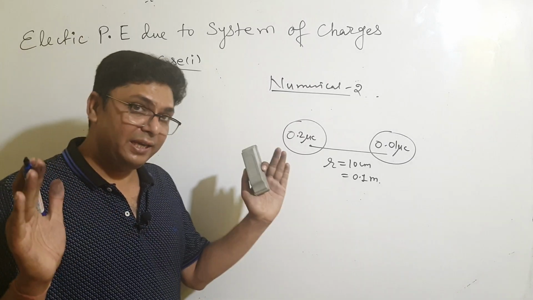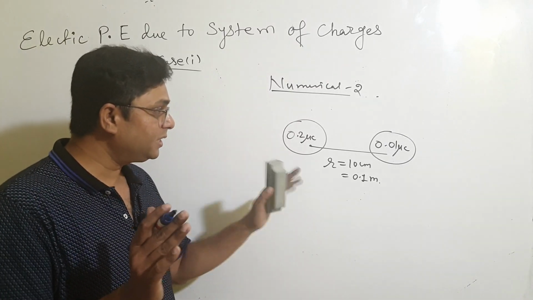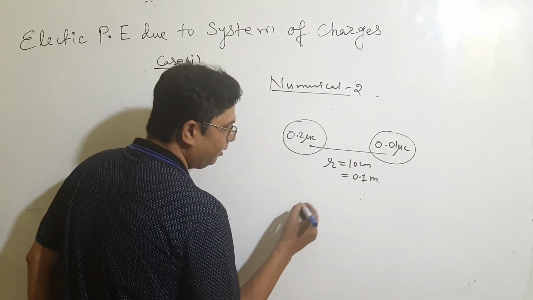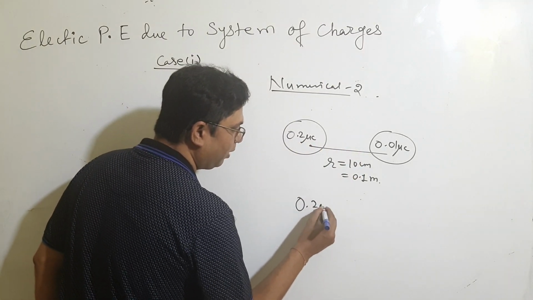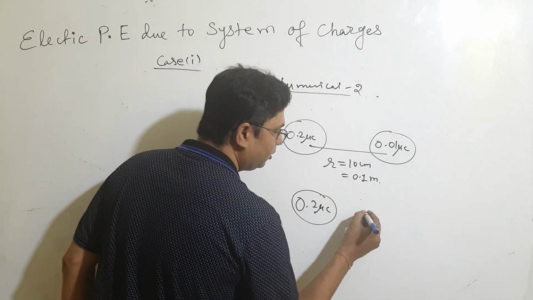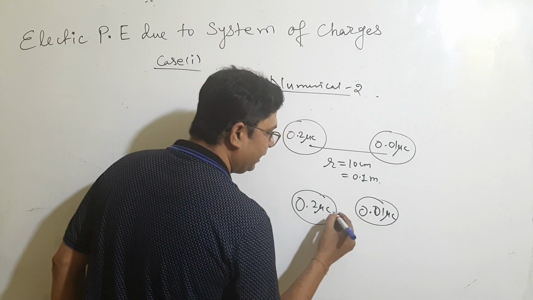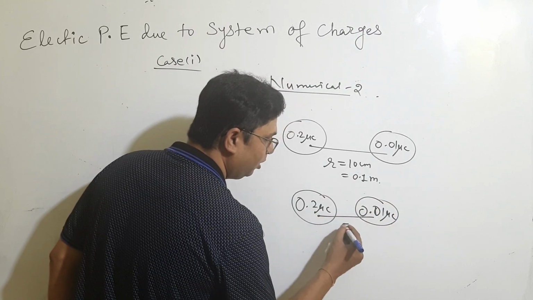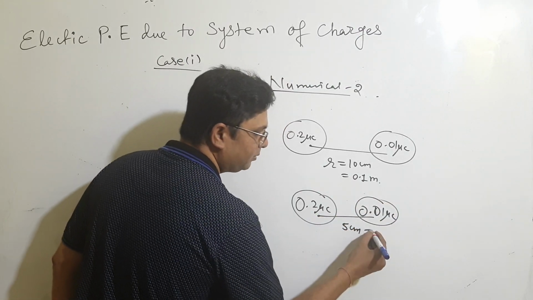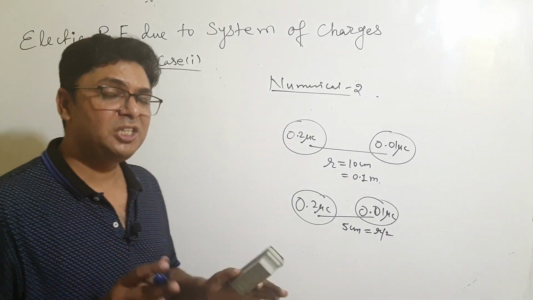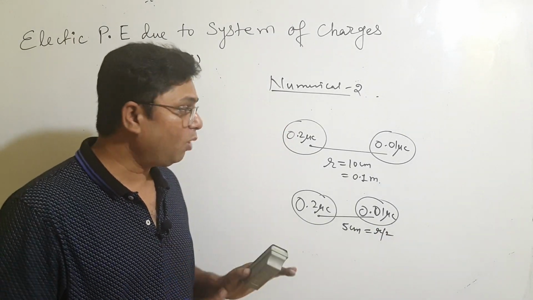You have to decrease the distance between these two charges to half. This means that this charge of 0.2 microcoulomb is here and this 0.01 microcoulomb is here, and the distance between them is reduced to 5 centimeter. This means that this is R upon 2. Then what will be the change in the potential energy required to do so?